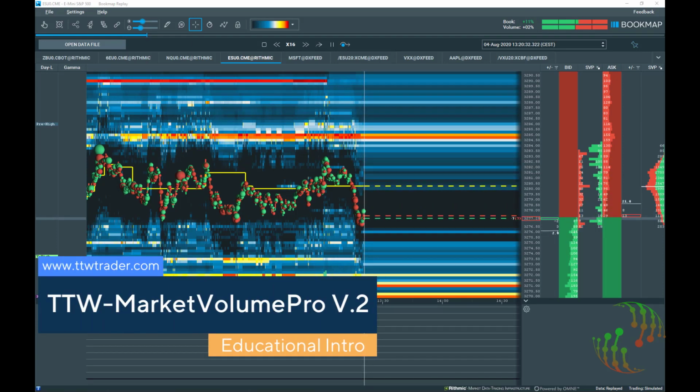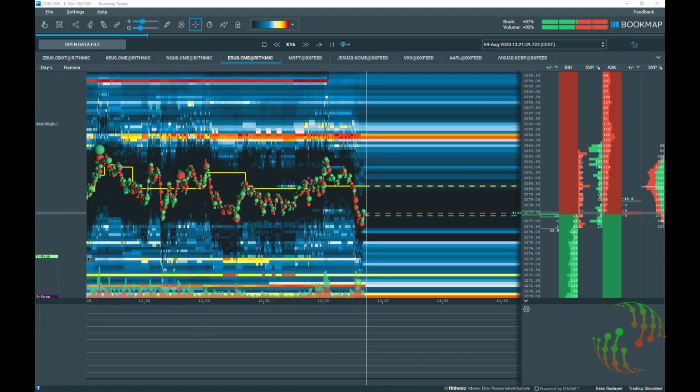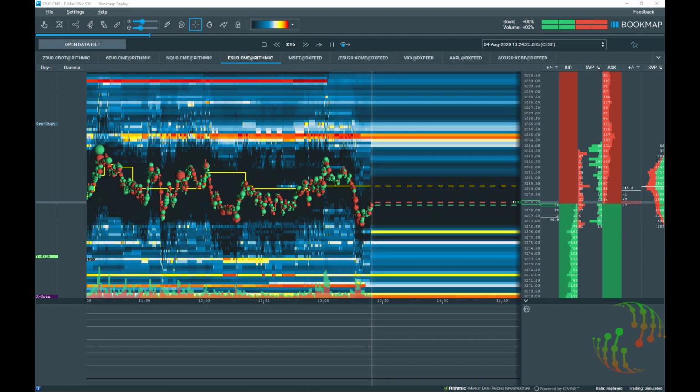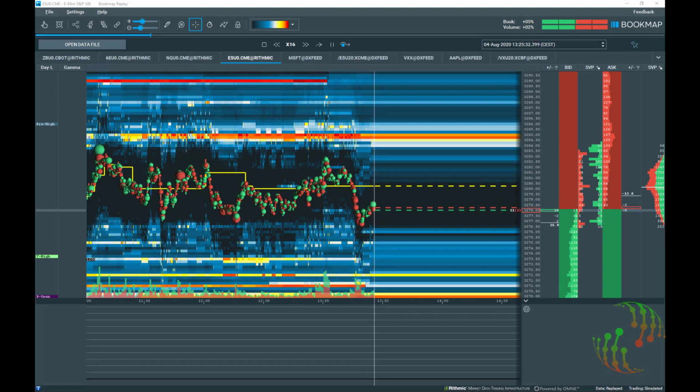Hello and welcome. Our Trading to Win development team has extended the functionality and usability of the TTW-MarketVolumePro version 2 indicator for Bookmap to a completely new level. In this video, I will guide you through the functions and usage of our TTW-MarketVolumePro add-on for Bookmap version 7.1.